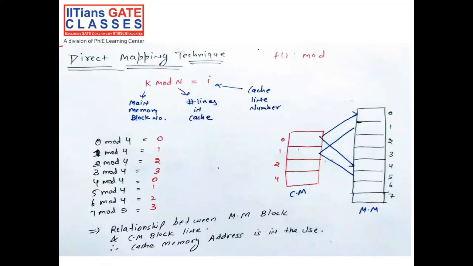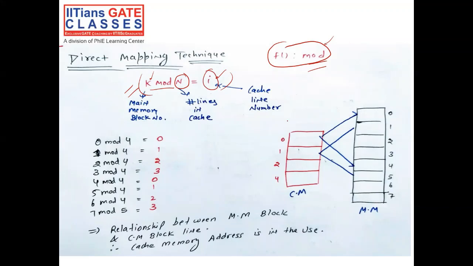Direct mapping technique means one function we are using to map our main memory block to a cache block. How will you transfer the main memory block to the cache block? With the help of this function, the mod function. Here k means a main memory block: which block you want to map to cache memory. When you apply the mod function with the number of lines in the cache on the main memory block number, the cache line number comes. On this cache line number, we map our main memory block to the cache.